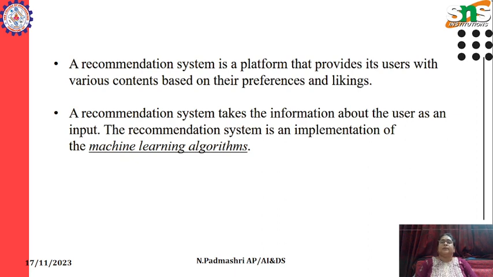Now, how does this recommendation system actually work? It is a platform that provides the user various content. Like if we are searching for a movie, it provides us many wish lists about different movies based on our preference and liking. So a recommendation system takes information from the user as an input, and we are going to implement this through a machine learning algorithm.